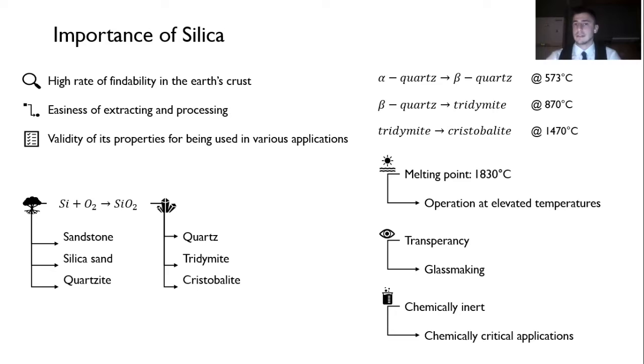On the right-hand side, we see that silica can be found in various forms, such as beta quartz, tridymite, and cristobalite. And these are all at different temperatures. And the melting point of silica is also really high. Therefore, it can be used in operations where elevated temperatures are needed. Also, transparency and chemical inertness are properties of silica as well. Therefore, these properties make silica important.